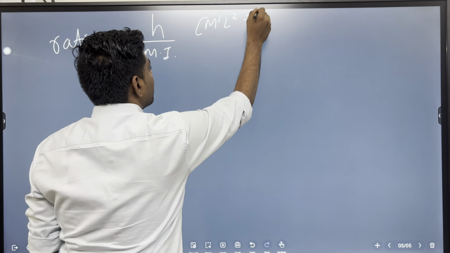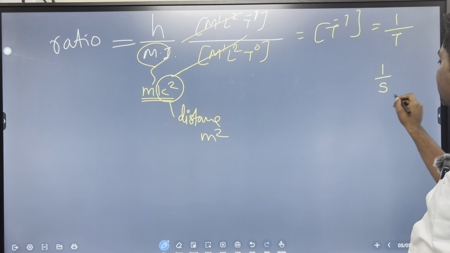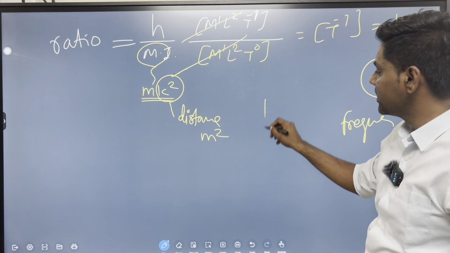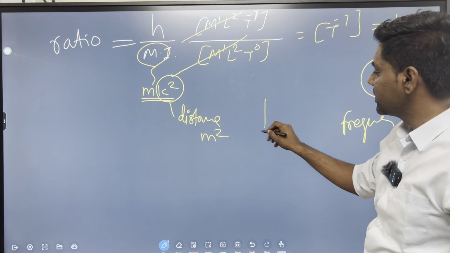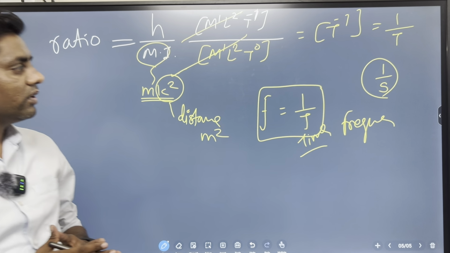So from here M1 L2 get cancelled. What is remaining? Only T raised to minus 1, so we can write it as 1 upon T. 1 upon T is the dimension formula for per second, and per second is the unit of frequency. What is meant by frequency? Frequency, very easy, denoted by letter f, is 1 upon T, where T means time. This question was asked in the Karnataka CET 2015. Very simple question, we already completed it: what is the ratio of Planck constant divided by moment of inertia? Next example.